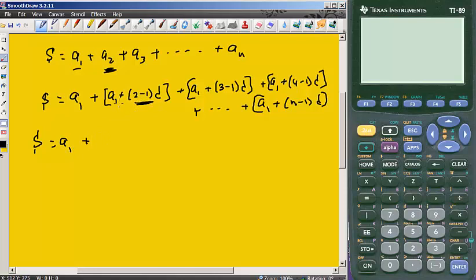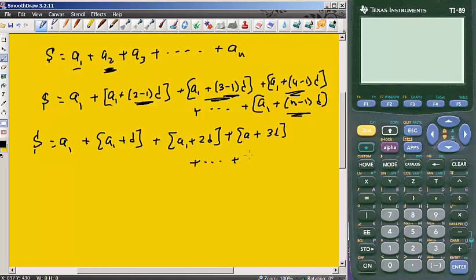Okay, if we clean this up a little bit, this is going to become a sub 1 plus a sub 1 plus a difference. And then this is going to be a sub 1 plus 2 differences. And then plus a sub 1 plus 3 differences. And then plus dot dot dot. And this is going to be a sub 1 plus n minus 1 differences. Okay, so we have to add all those up. Well, how can we add them all up really fast? Because if we come up with a formula, that would be great.